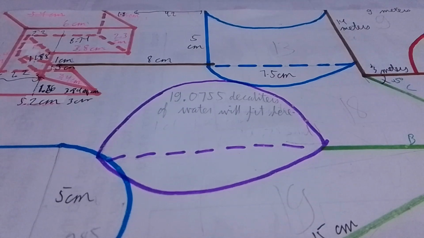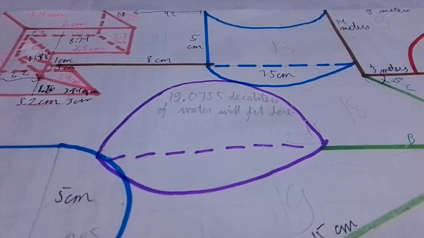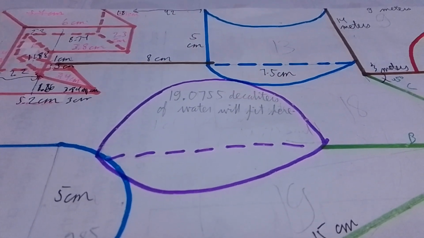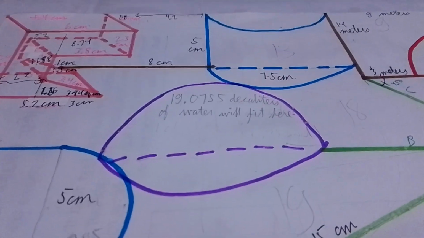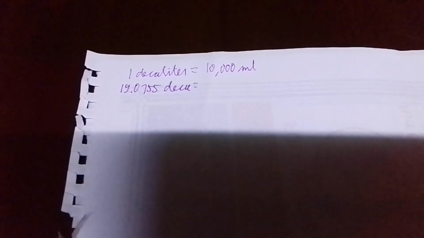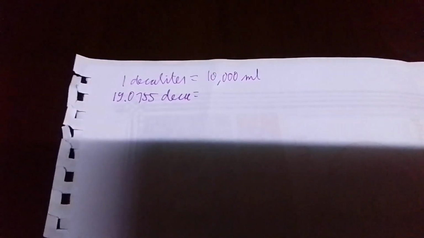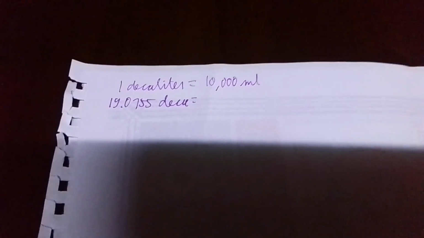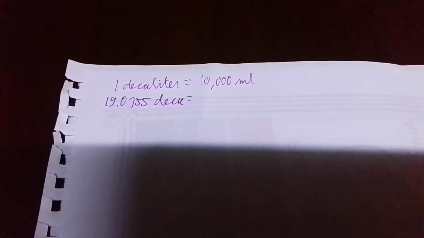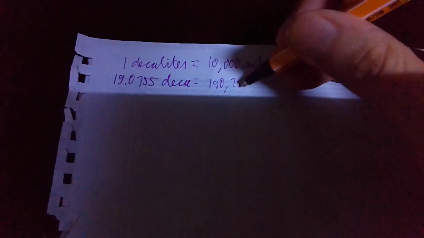And then from ml becomes cubic centimeters. So how many milliliters is equivalent to 1 decaliter? What's the relationship again? Let's see. So we have 1 decaliter equals 10,000 ml. So 19.0755 decaliters, we just multiply by 10,000. And multiplying that by 10,000 moves the decimal point 4 places to the right. And we should get how much ml? If your answer is 190,755 ml, you are correct.